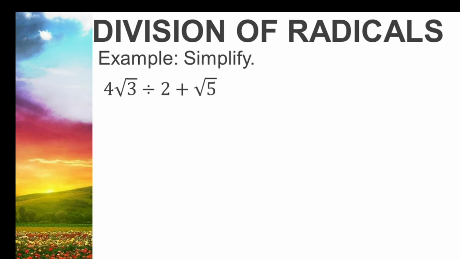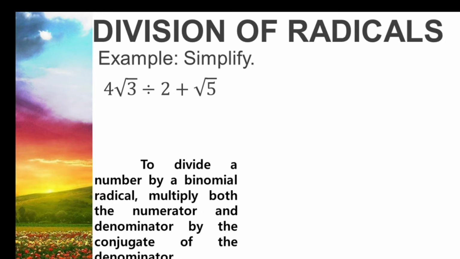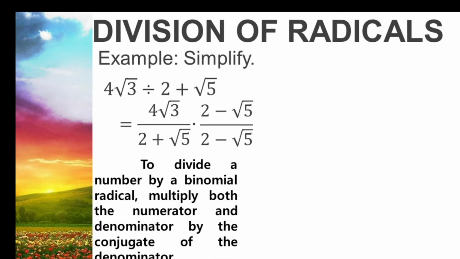Simplify 4 square root of 3 divided by 2 plus the square root of 5. To divide a number by a binomial radical, multiply both the numerator and denominator by the conjugate of the denominator. So just like in this expression, we multiply both the numerator and denominator by the conjugate of the denominator. Thus, 4 square root of 3 divided by 2 plus the square root of 5 will be multiplied by the conjugate of the denominator, which is 2 minus the square root of 5.